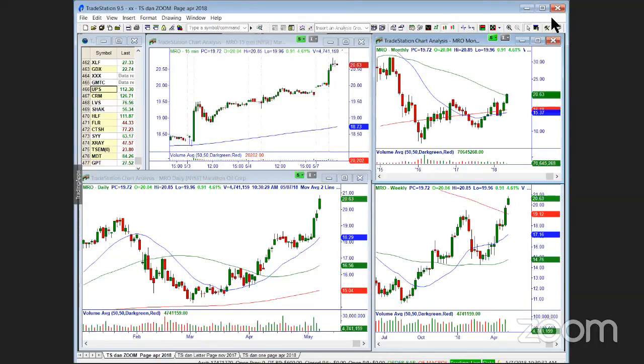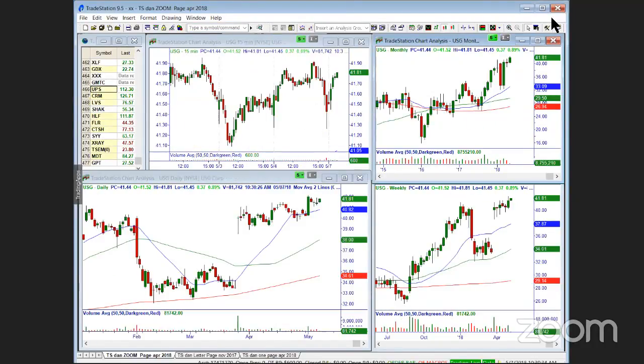Hey, the USG, we've been watching for a while. Still not ready, rallied up to resistance here, but it's still shaping up. Now, I would do a put trade now if I could get juice for the 40. And it's too darn wide a spread. 10 cents by 95. No way.